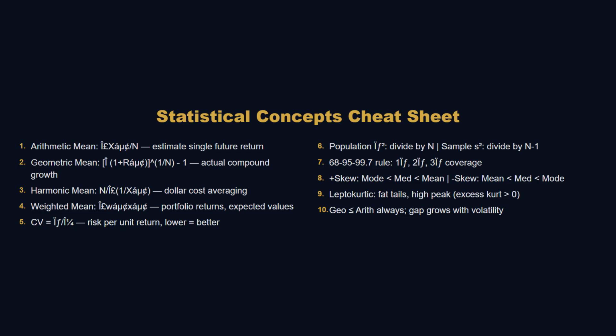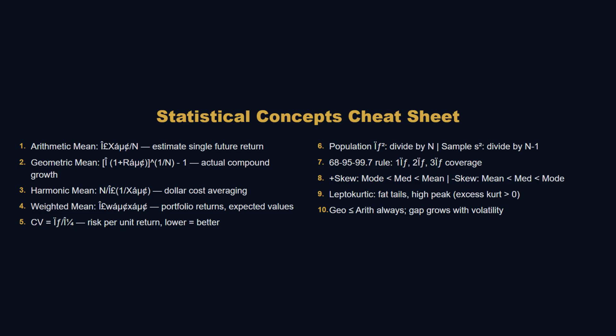Harmonic mean: n divided by the sum of reciprocals. Used for dollar cost averaging. Weighted mean: sum of weight times value. Used for portfolio returns. Range: max minus min. Simple but flawed. MAD: average absolute deviation from mean. Variance: average squared deviation. Population divides by n, sample by n minus 1.